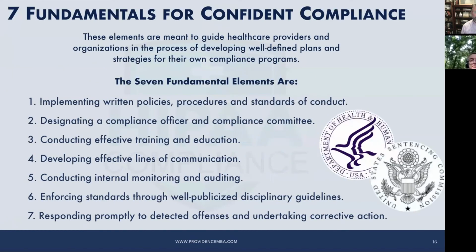So let's take a look at what those are. Here are the 7. Number 1, you need to implement written policies, procedures, and standards of conduct. We're going to go through each one of these in a moment. 2, designating a compliance officer and compliance committee. Number 3, conducting effective training and education. 4, developing effective lines of communication. Number 5, conducting internal monitoring and auditing. Those are going to be 2 separate things that we're going to talk about within number 5. Number 6 is enforcing standards through well-publicized disciplinary guidelines. And then lastly, 7, responding promptly to detected offenses and undertaking corrective actions.